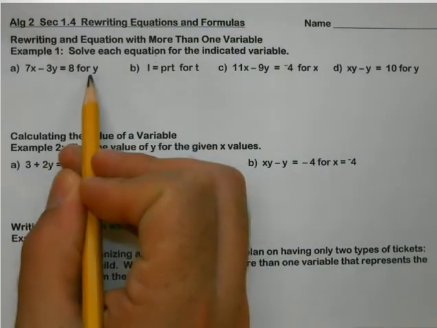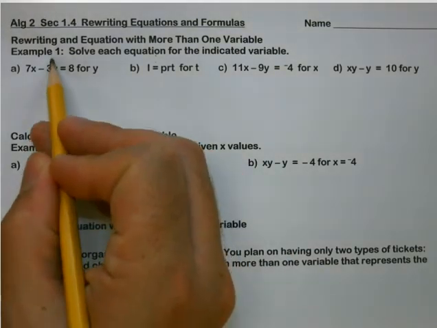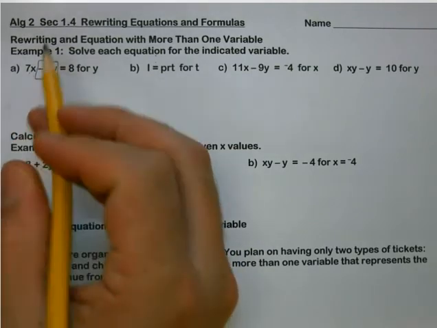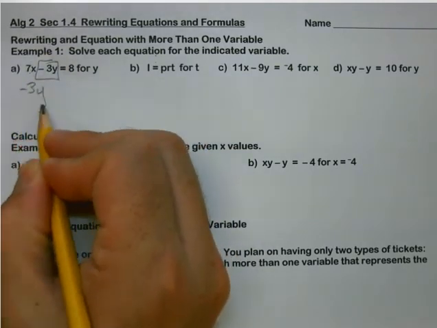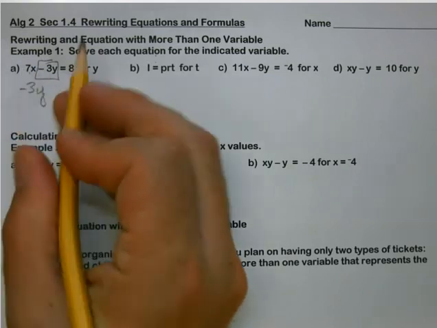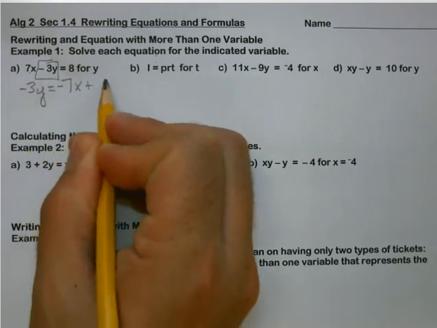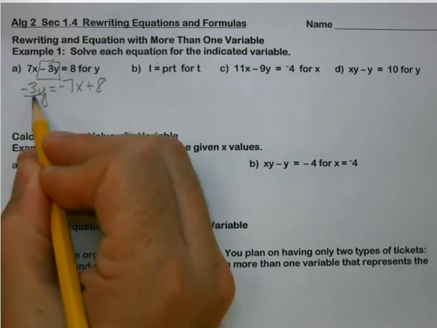Solving for y, hopefully you've been doing this for a while. We're trying to get y by itself, so whatever's not in my box, the 7x, we need to move to the other side. Since it's being added here, we have to subtract it from both sides. And then divide by -3.